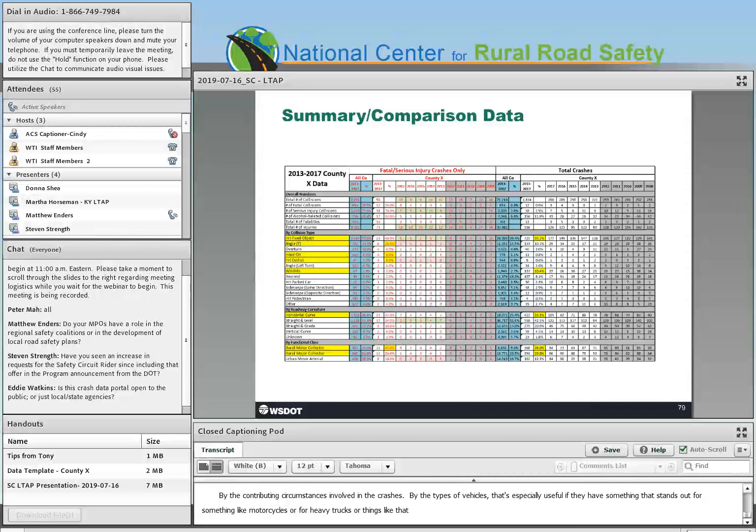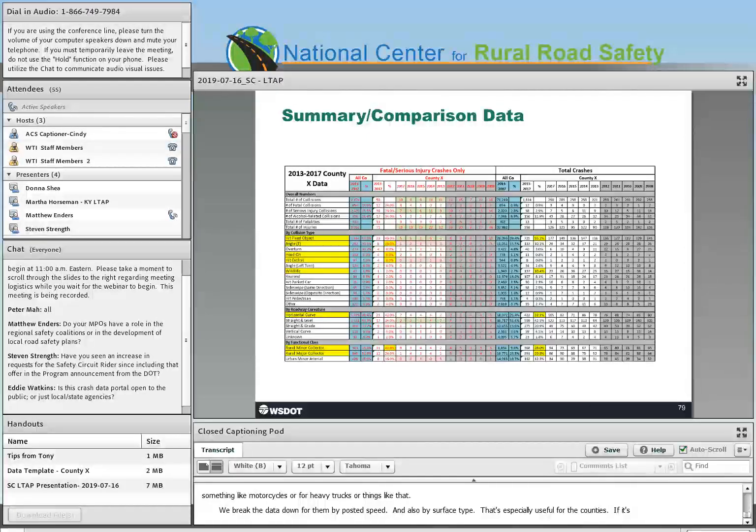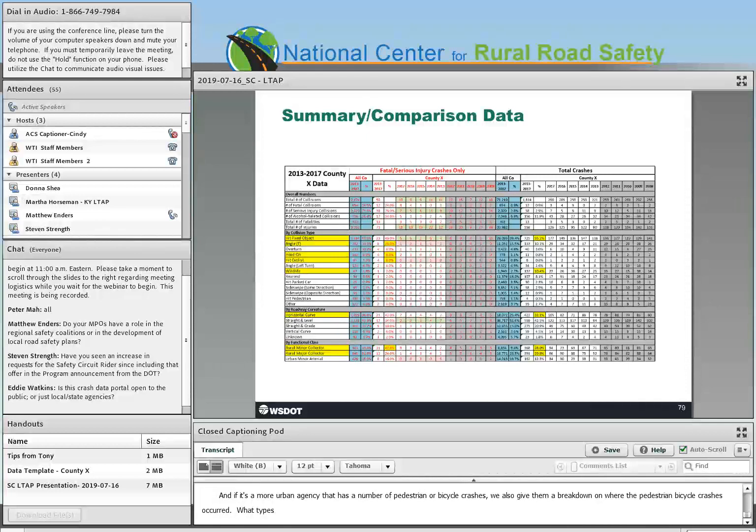We break the data down for them by posted speed and also by surface type. That's especially useful for the counties if it's looking at gravel roads versus paved roads. And if it's a more urban agency that has a number of pedestrian or bicycle crashes, we also give them a breakdown on where the pedestrian bicycle crashes occurred, what types of facilities, as well as what were the contributing circumstances from the actual pedestrians and bicyclists that related to the crashes.